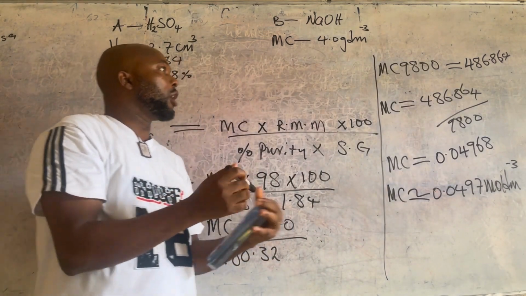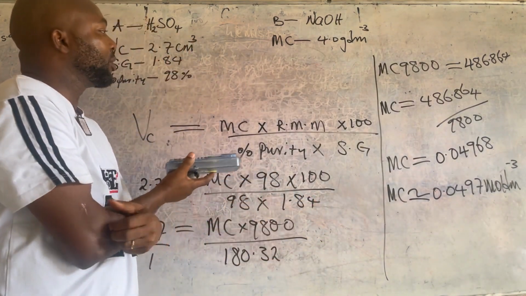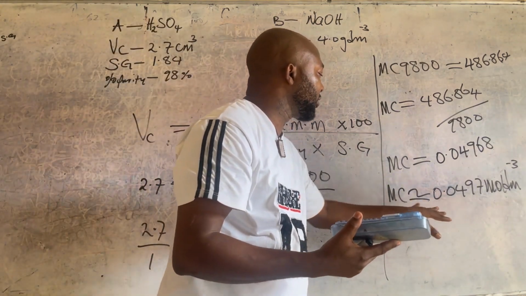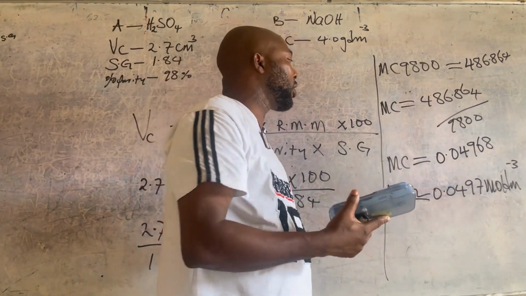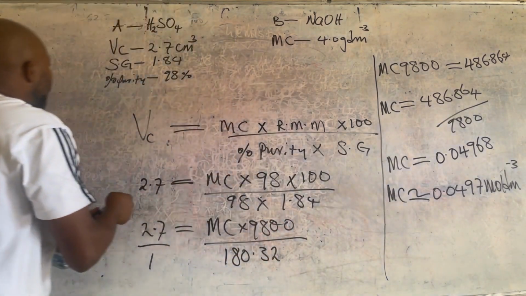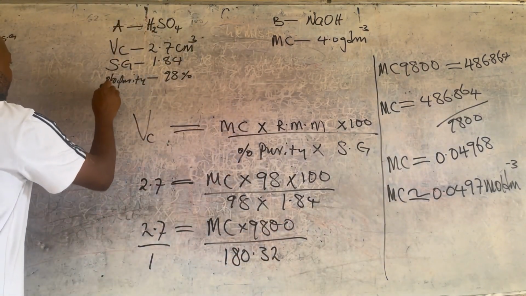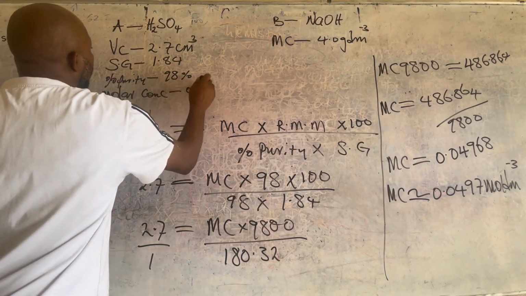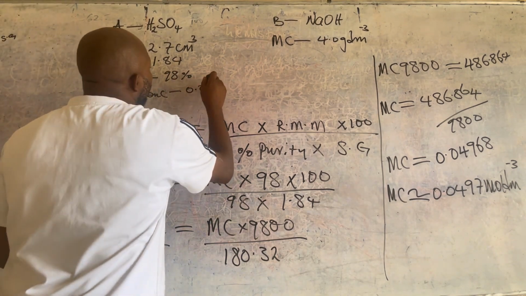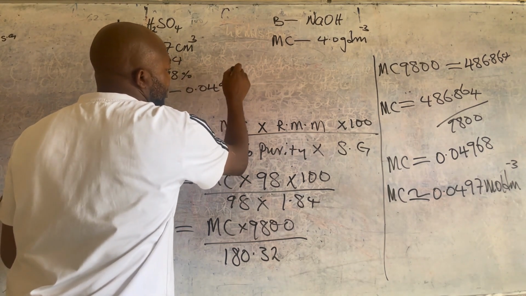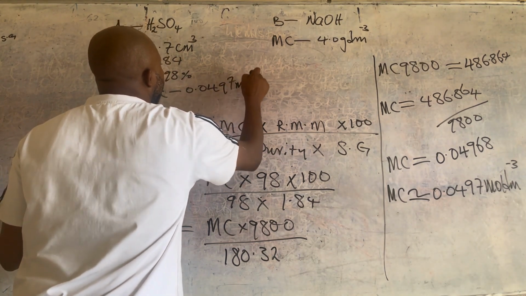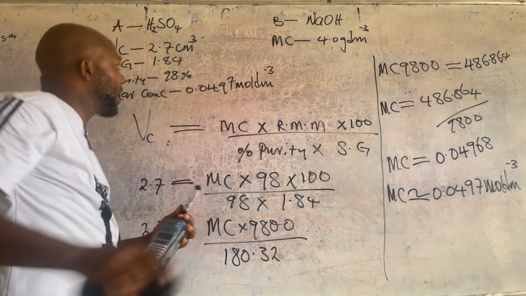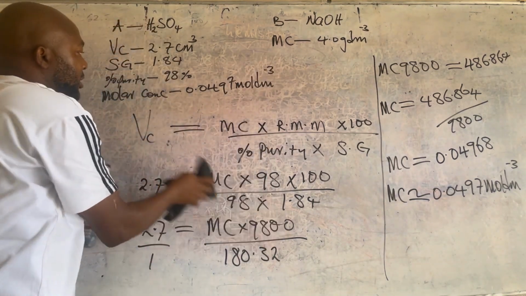So from the formula, we've been able to ascertain that the molar concentration of the acid is 0.0497. So I come over here and put my molar concentration to be 0.0497 mole per dm cube. So from here, I have to take this out.